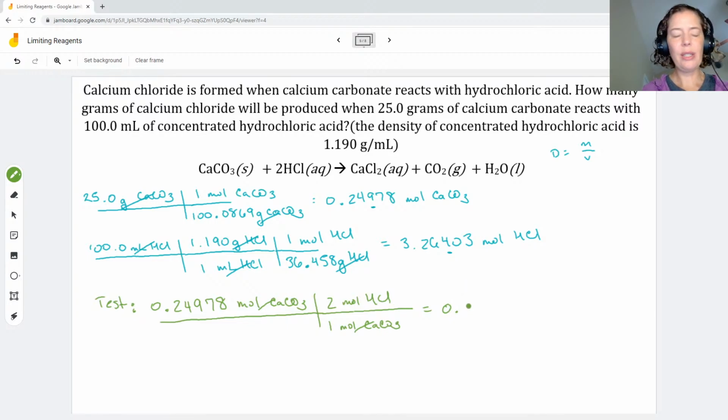Okay, so this is 0.49956. This is how many moles of hydrochloric acid I need. Okay, so let's go to the storage closet. I need about 0.5 moles of hydrochloric acid. How much do I actually have? Oh, I've got 3.25. I have extra. I have excess. So my hydrochloric acid is in excess, which means my calcium carbonate is my limiting reagent.